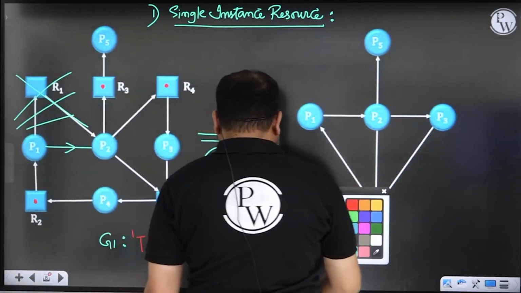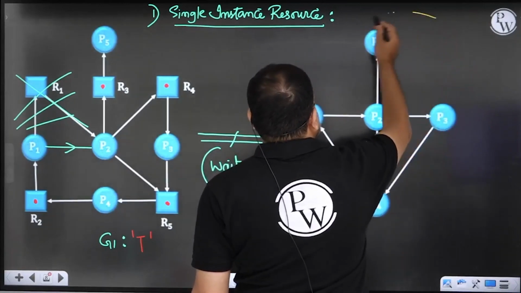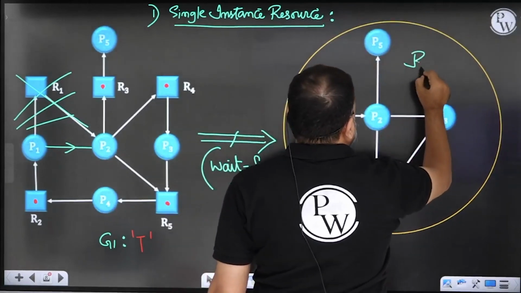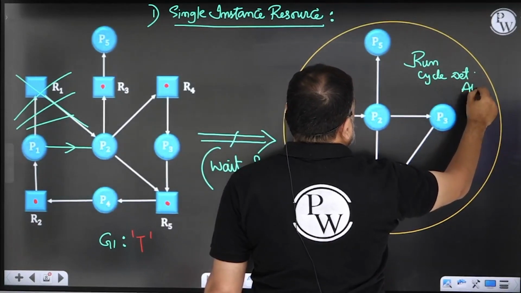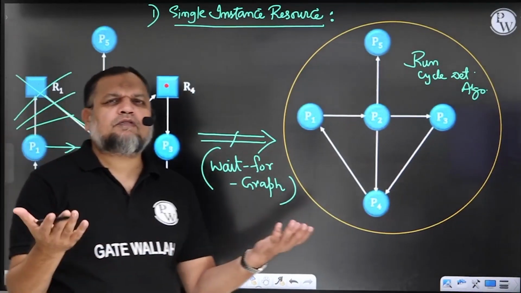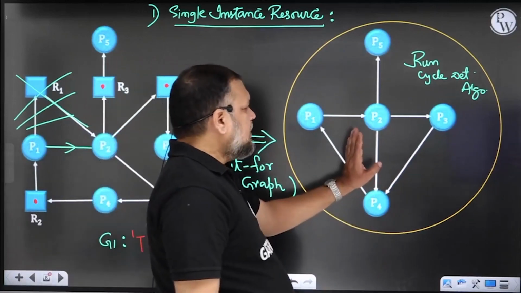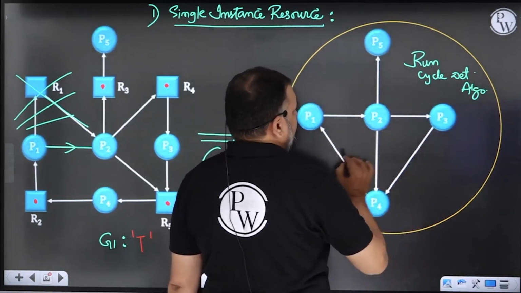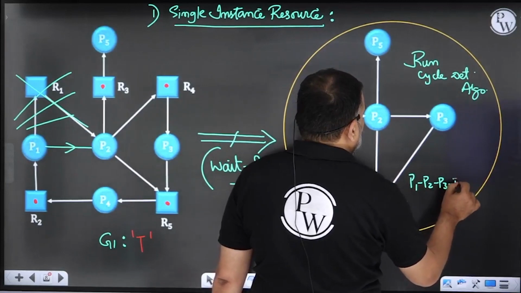On this wait for graph, you run a cycle detection algorithm to detect the presence of a cycle. Breadth first search or depth first search, you can apply, and it will report the presence of a cycle. Do we have a cycle here? Yes sir, we have a cycle: P1, P2, P3, P4, P1. We have a cycle involving these 4 processes.